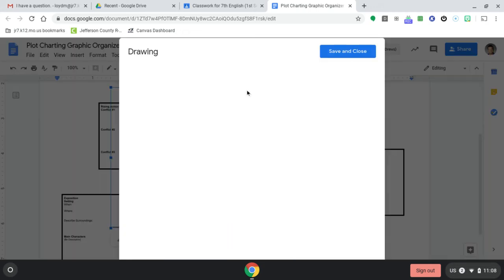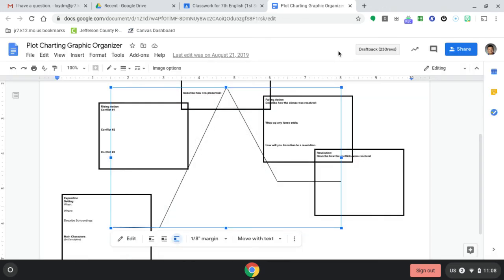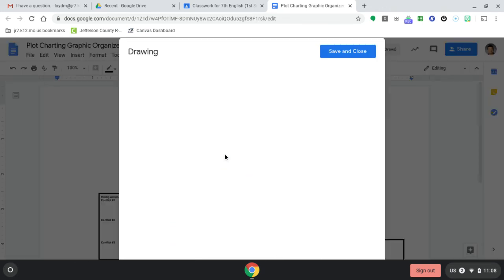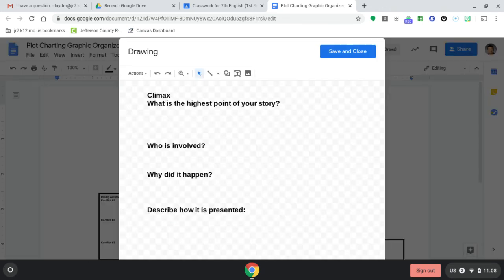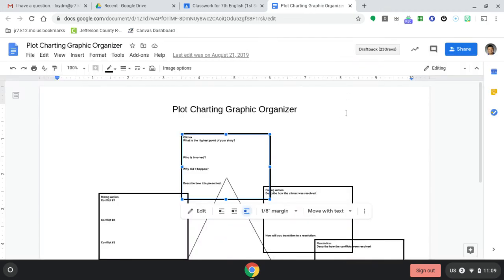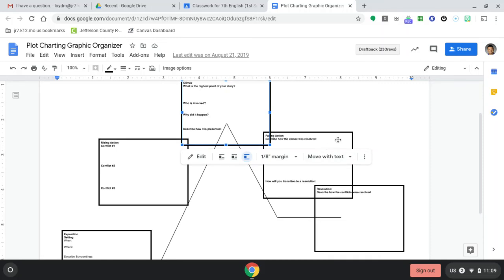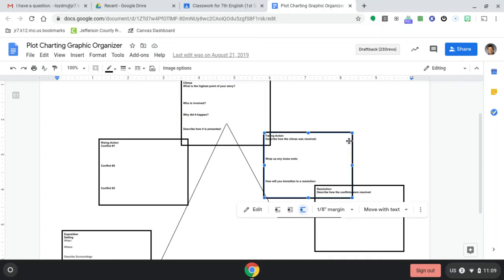The climax, as you should know, is the highest point of the story. Okay, you need to tell me who is involved, why did it happen, describe how it's presented. So what happens in the story to reveal all of this? Not just simply, hey, this is what happened. How did they set it up? What's the big moment that we see? Okay, I'm not going to go into too much more detail. I have plenty of examples that we'll cover later on.